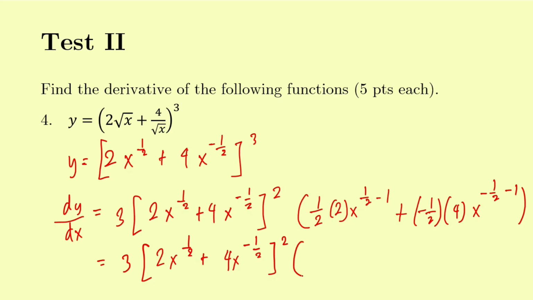This will become cancelled out. X raised to negative 1/2 plus, or rather minus, since there is a negative there, minus 2x raised to negative 1/2 minus 1. That's negative 3/2.